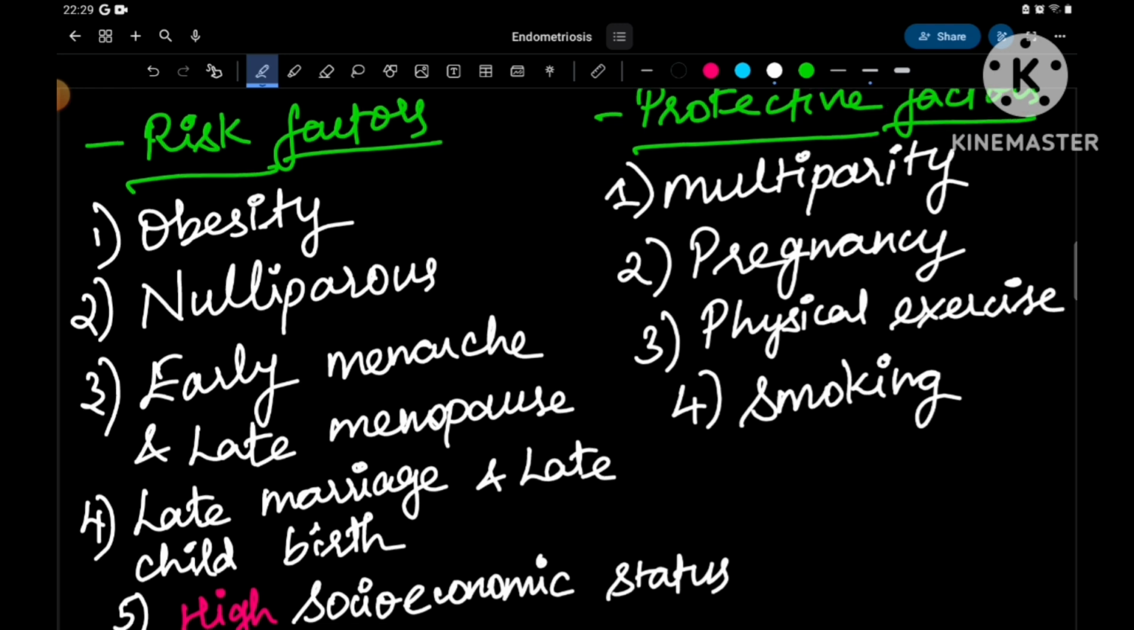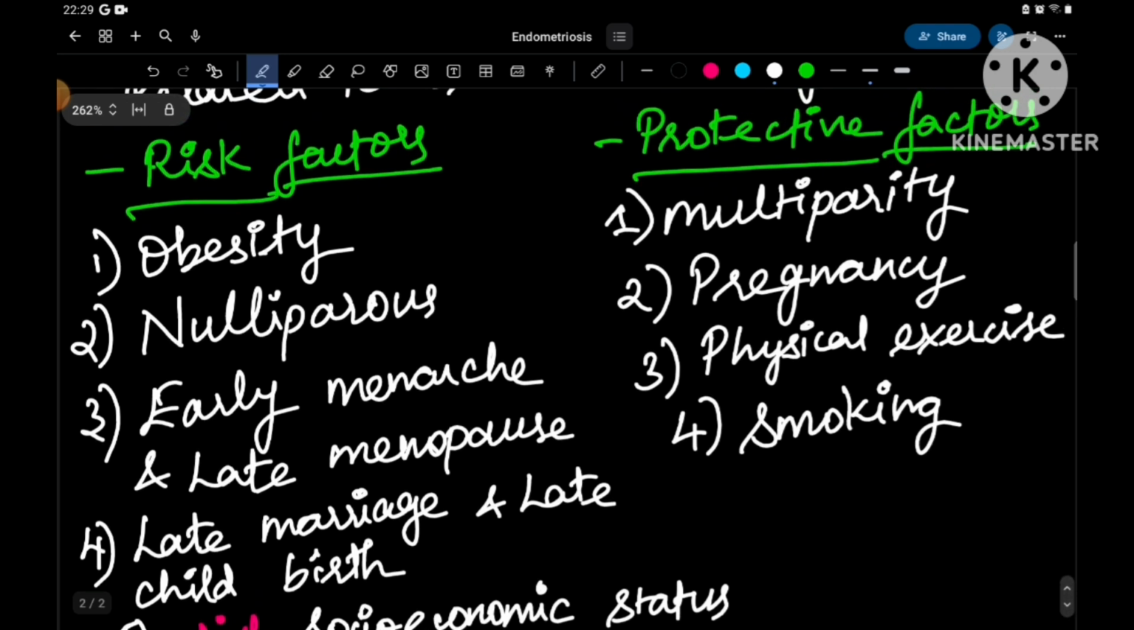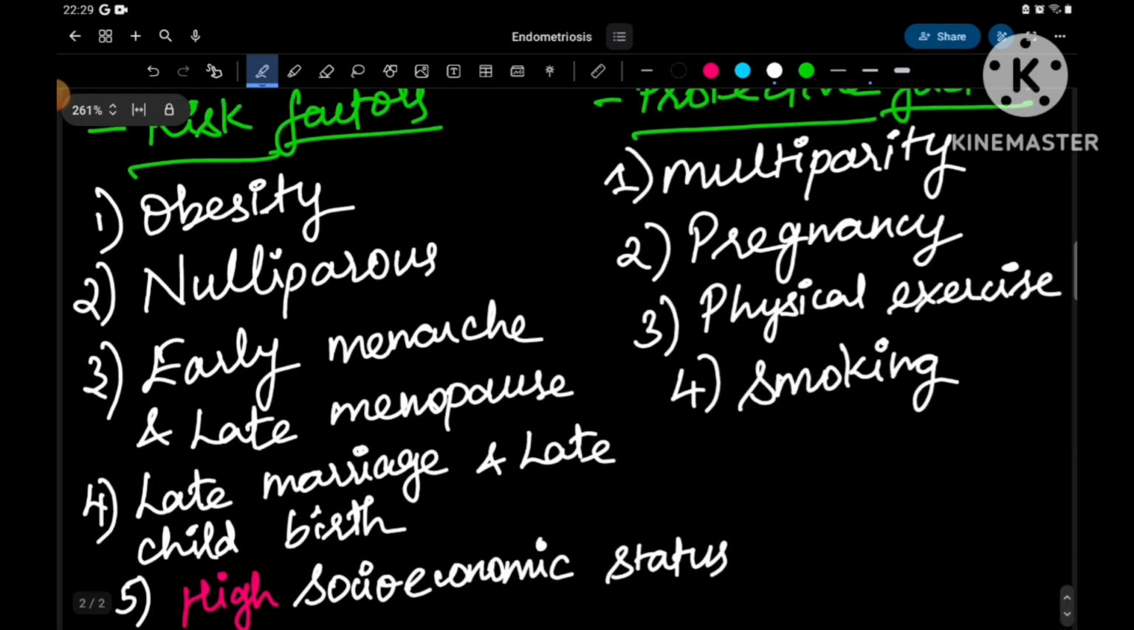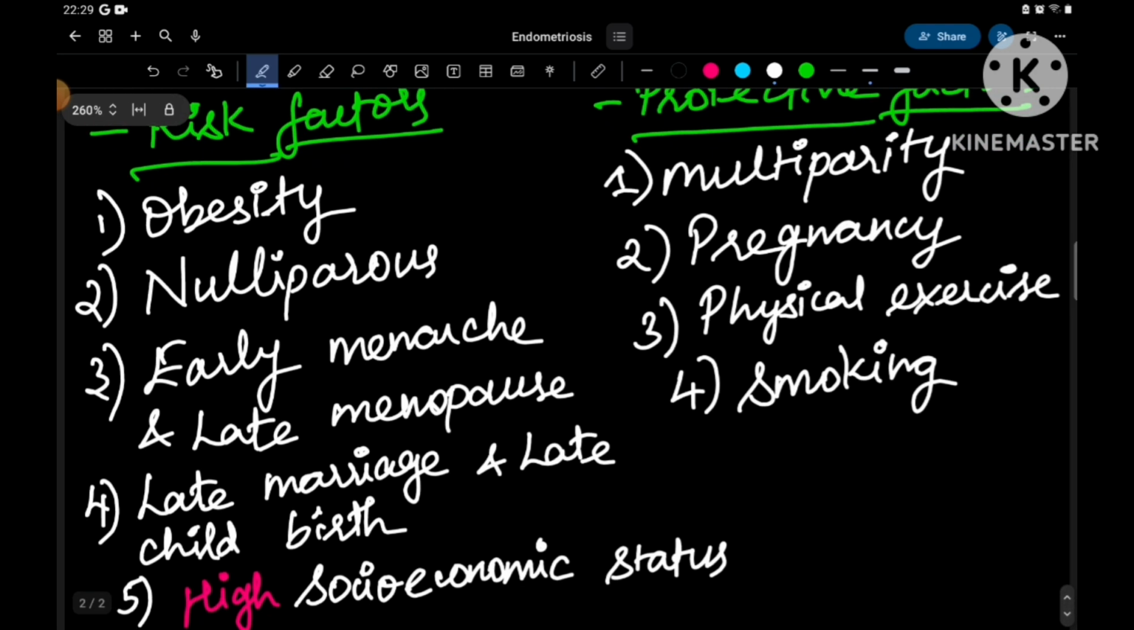Okay, so that's all about the protective factors. Can we go to the next topic? That is the next subheading. What are the genes involved? Just a second, I'll add a new page.